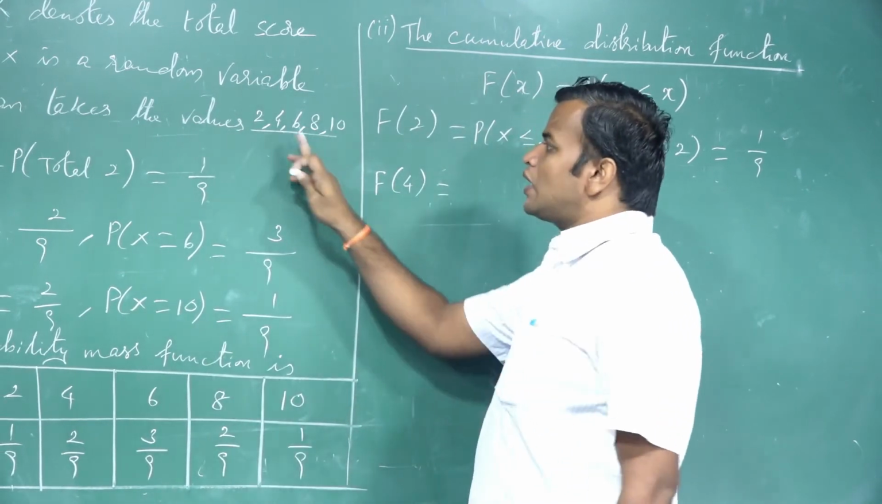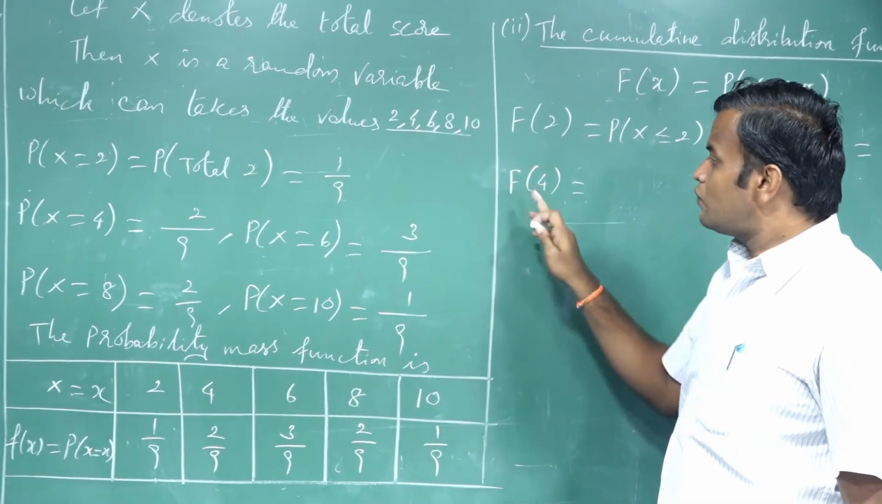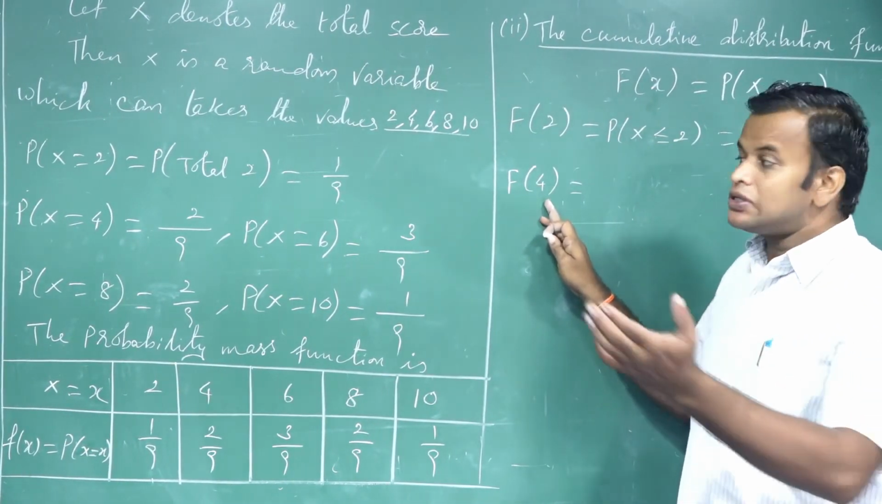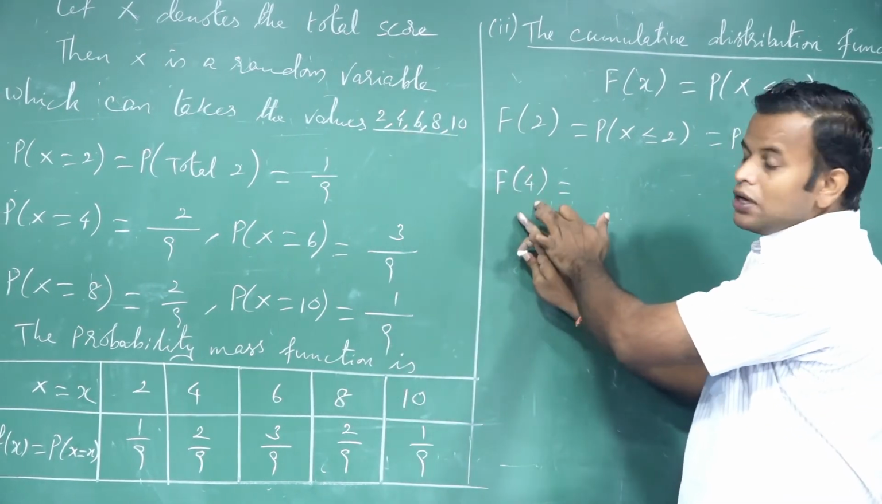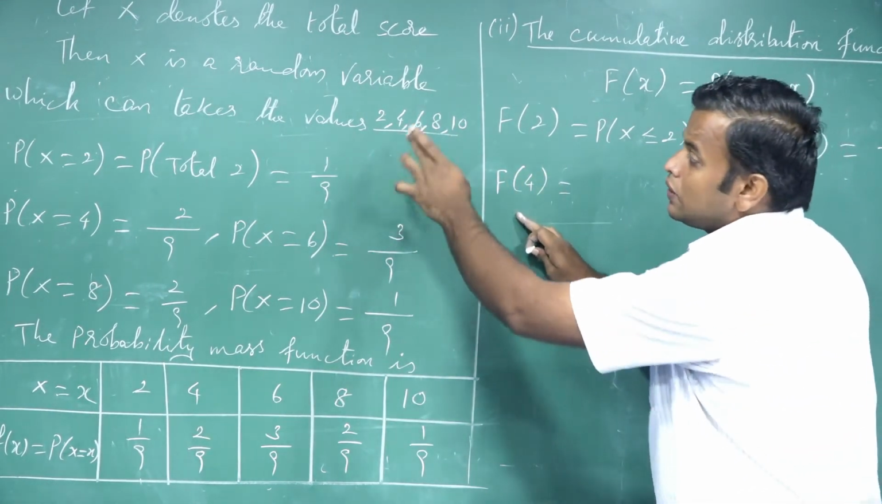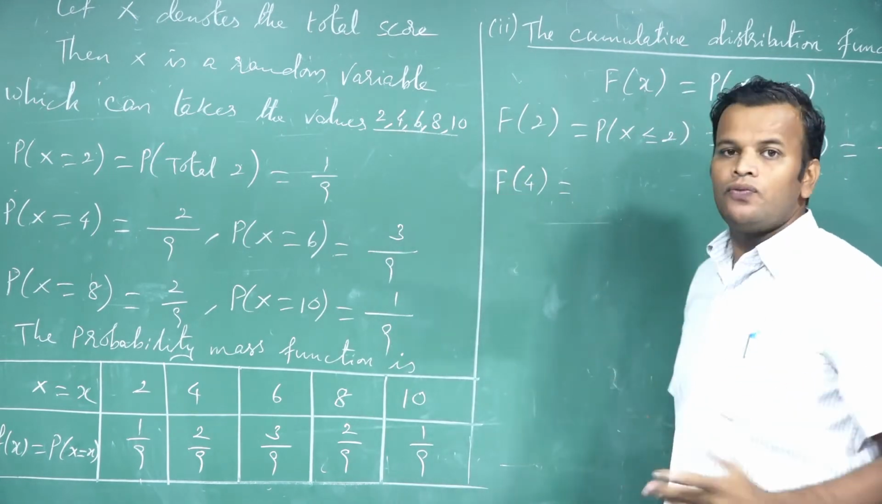The next value of the random variable is 4, so I find f of 4. Suppose the next value of the random variable is 3, I write here f of 3. But the next value of the random variable is 4, so I write f of 4.